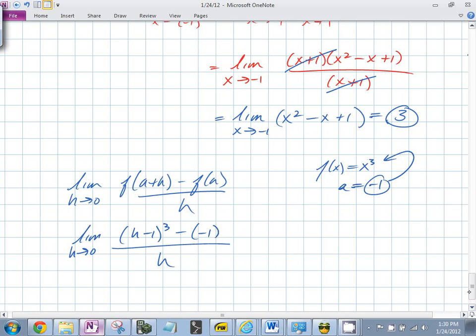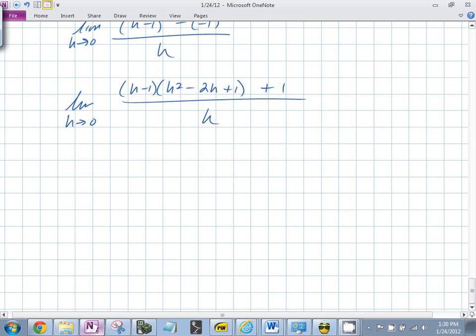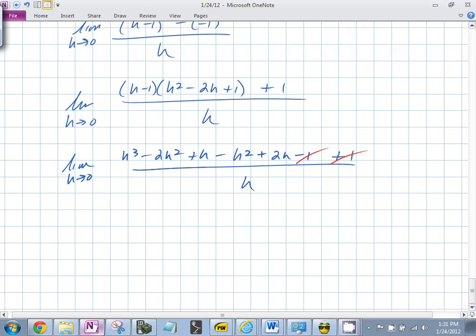So what are you going to have to do? You have h minus 1 times h squared minus 2h plus 1, all over h, and it's the limit as h goes to 0. You have to keep multiplying it out. So you multiply through by h, and you get h cubed minus 2h squared plus h minus h squared plus 2h minus 1 plus 1, all over h. What cancels up there? The minus 1 and the plus 1 cancel. Anything else cancel? Nope. But you get that 3h.